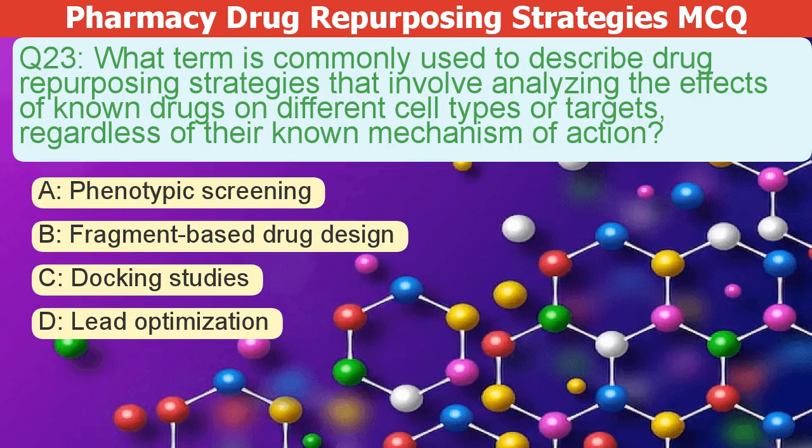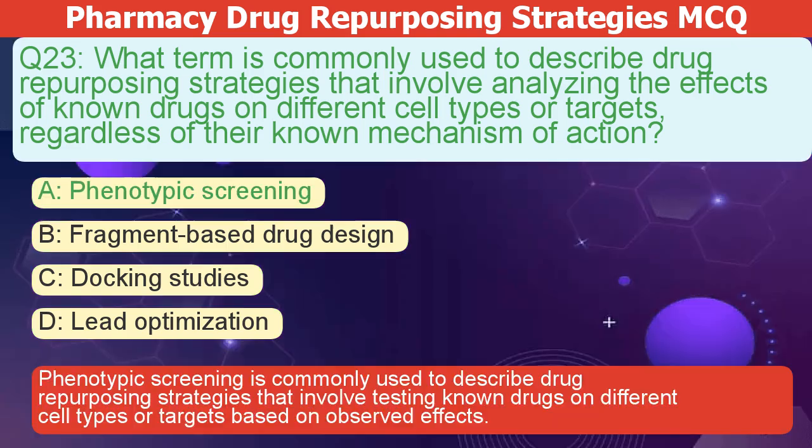What term describes drug repurposing strategies analyzing a known drug's effects on different cells or targets, regardless of its mechanism? A. Phenotypic screening. B. Fragment-based drug design. C. Docking studies. D. Lead optimization. The correct answer is A. Phenotypic screening is commonly used to describe drug repurposing strategies that involve testing known drugs on different cell types or targets based on observed effects.